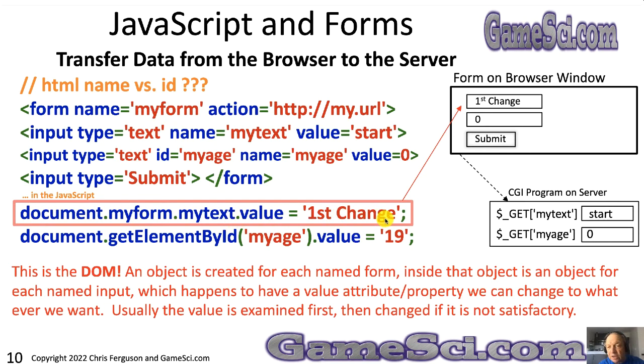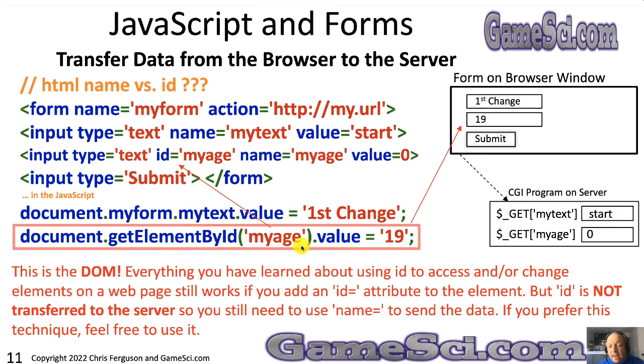document.myform.mytext.value equals "first change", and look what it does to the form on the browser window. This is the DOM. An object is created for each named form. Inside the object is an object for each named input, which happens to have a value attribute property we can change to whatever we want. Usually the value is examined first, then we change it if it's not satisfactory. Here we're directly changing it. If you follow the arrow, I'm saying I want to put "first change" in the value field of the myText object. Well, this is the myText object, and "first change" replaces the initial value of "start".